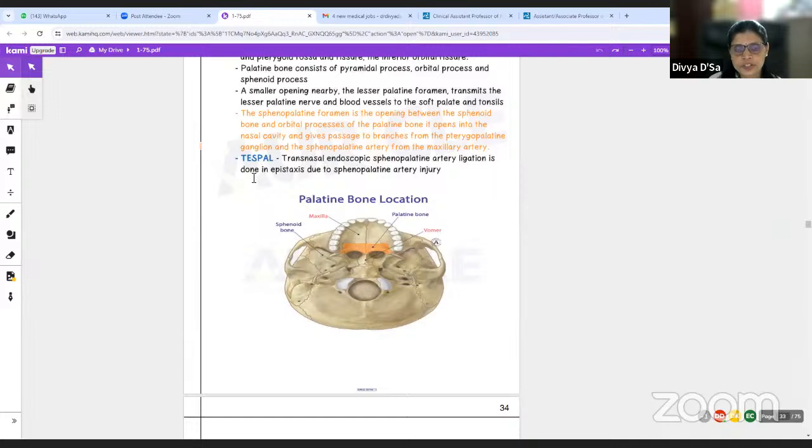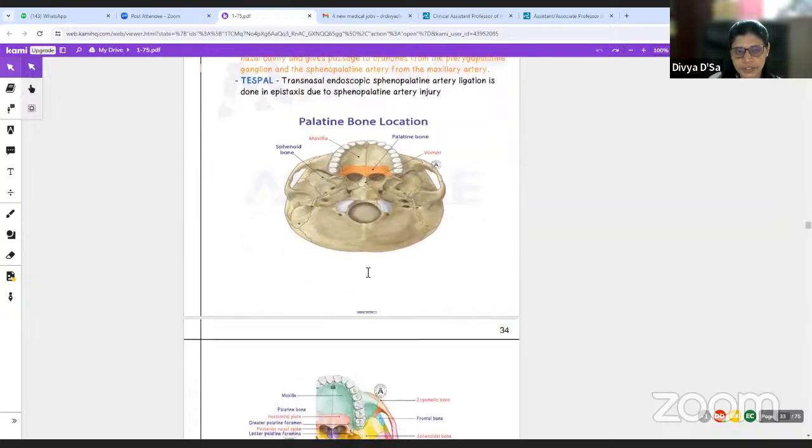Okay, so this procedure, TESPAL, that is transnasal endoscopic spinopalatine artery ligation, is done in epistaxis due to spinopalatine artery injury.